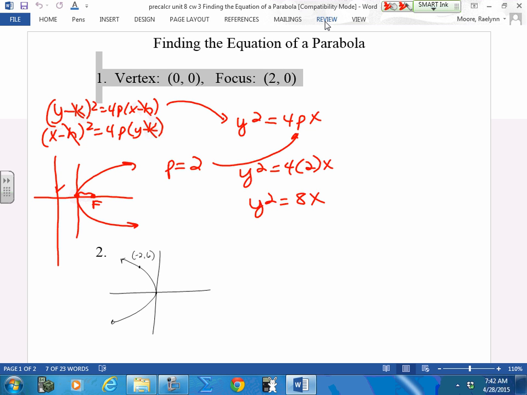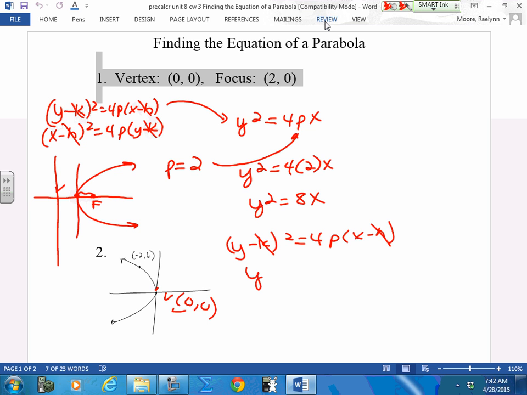Is this your number 2 also? It's different. Okay. You have a vertex. What's your vertex on this? Your vertex is 0, 0, and it's a y squared. So what should I start with? Which equation should I start with? y minus k squared. And we said the x and the h were 0, right? Because my vertex is 0.